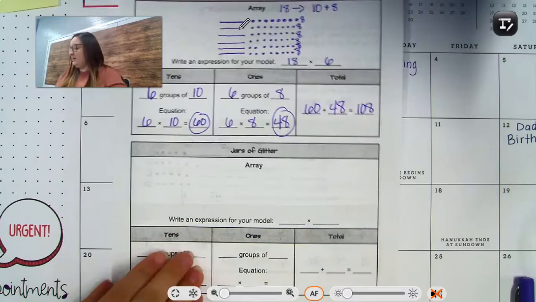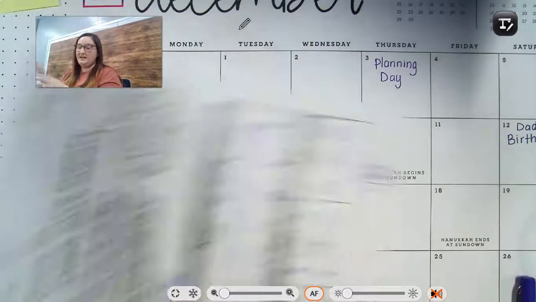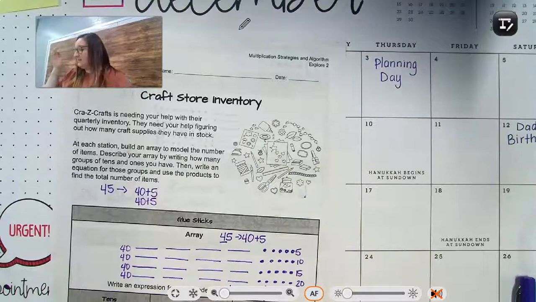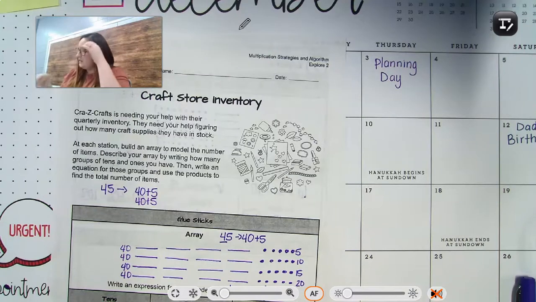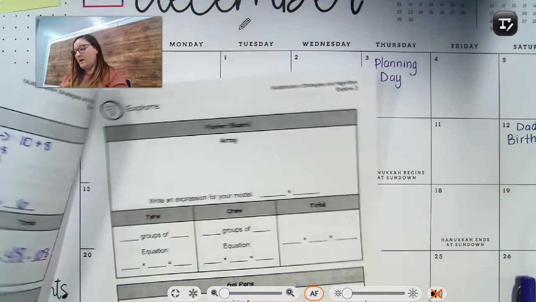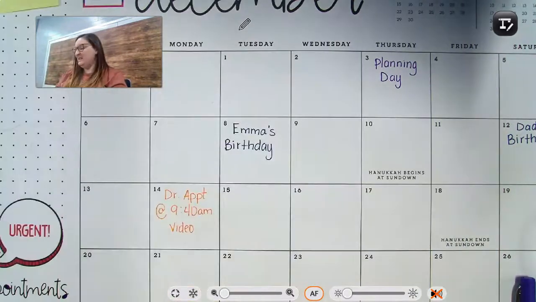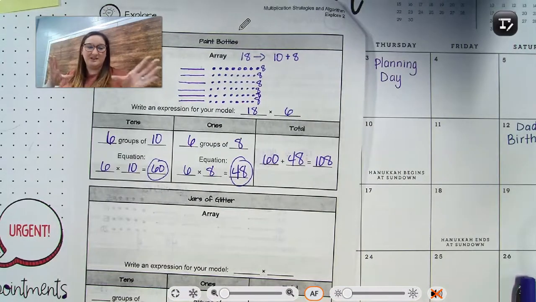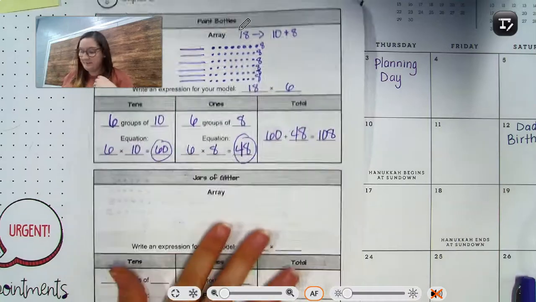So remember, you will need the sheet that has craft store inventory. Crazy Crafts needs our help with their quarterly inventory, figuring out how many craft supplies they have in stock. So we've done glue sticks, bottles of paint, and now we're going to see how many jars of glitter they have. Okay, so I'm going to read the scenario and let's figure it out.